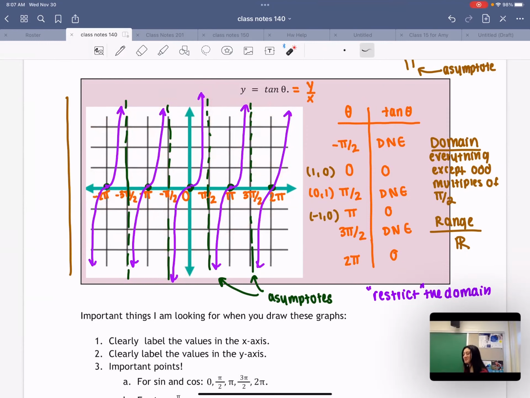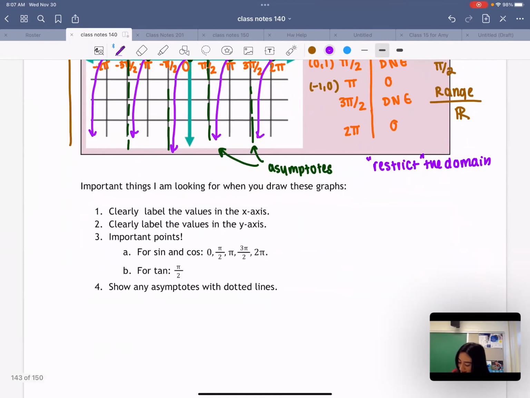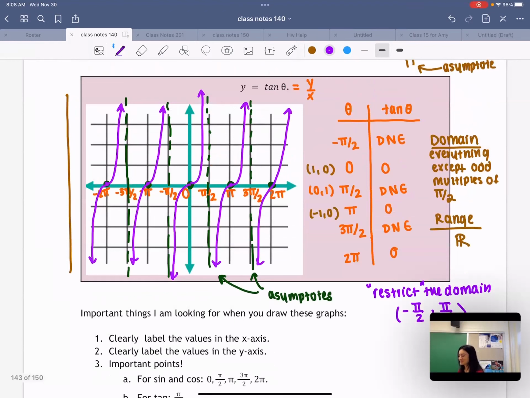I'll tell you it's because of the horizontal line test, not the vertical line test, which is what I was trying to talk about. But we usually restrict the domain to -π/2 to +π/2. Okay, that's the most important part of the graph. And I thought I was going to make a point there, but I'm not. Okay. Any questions on tangent?